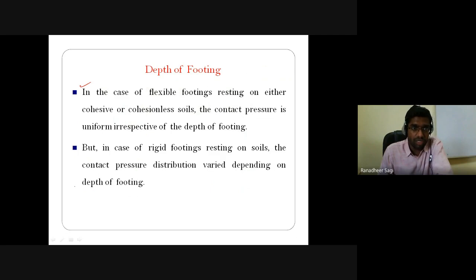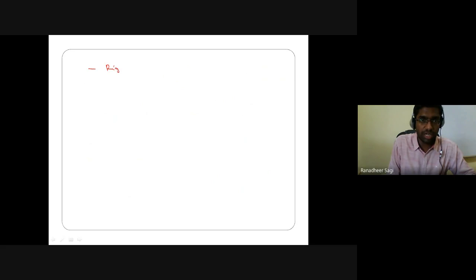But in the case of rigid footings resting on either cohesive or non-cohesive soils, the contact pressure distribution diagram is going to vary depending on the depth of the footing. So let us quickly have a look at how those contact pressure distribution diagrams change depending on the depth at which the rigid foundations are constructed. We are looking only at the case of rigid footing, not the flexible footing.